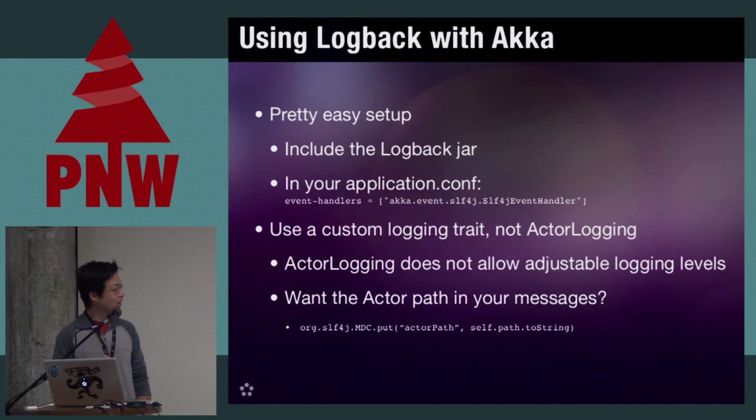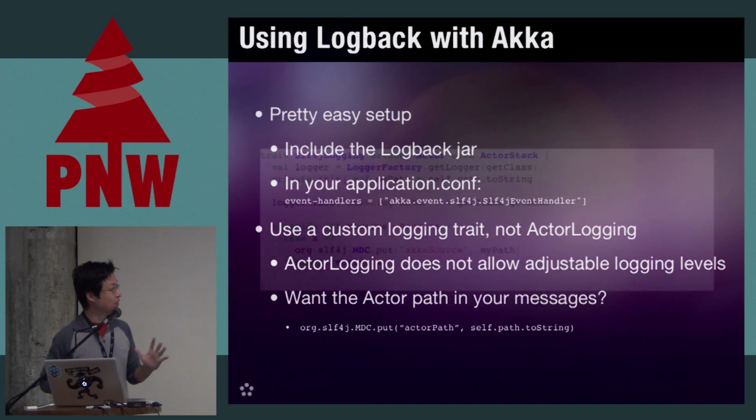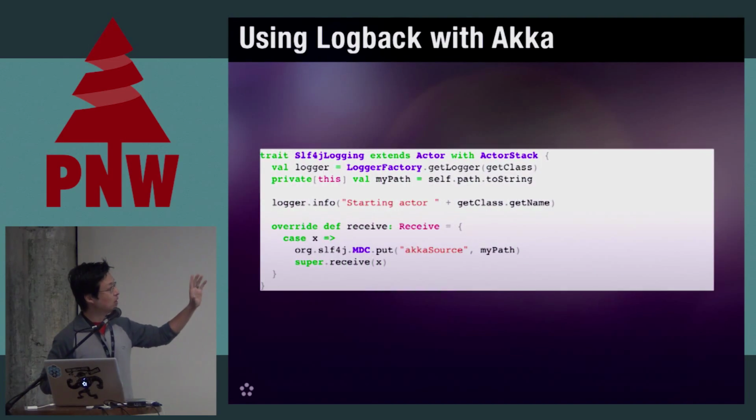One thing that actor logging gives you is that it will print out the path of your actor in your logging, which is pretty useful. So we have a way to put that back. Basically, in SLF4J, there's an interface called MDC. And all you need to do is do a put to some variable like actor path. And this would be easier if we just look at a trait. So this is a slightly simplified version of our trait.